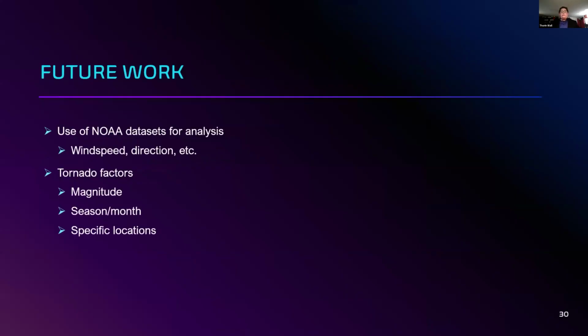Future work would make use of the original National Oceanic and Atmospheric Administration datasets that I wanted to use, specifically because they would allow for the analysis of other things such as wind speed, wind direction, etc., that impact the formation of tornadoes. Other tornadic factors that would be used would be the magnitude of tornadoes, what season and month they occur, as well as looking at them specifically by state.